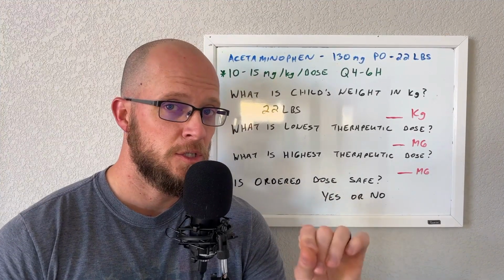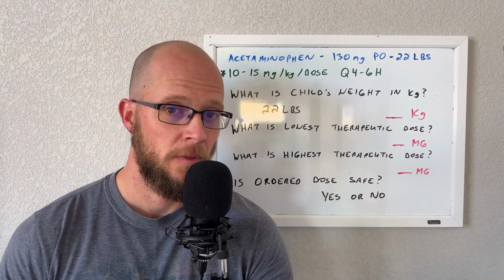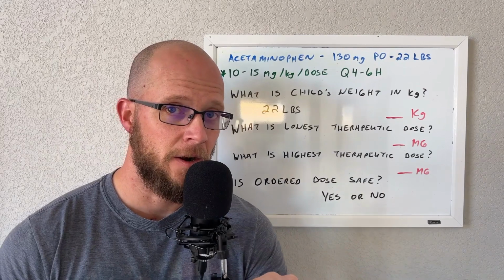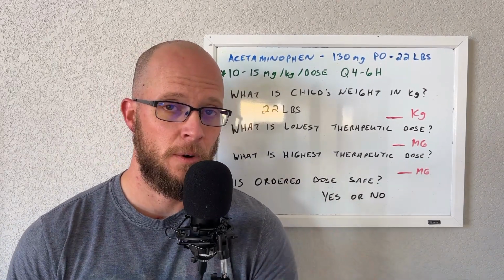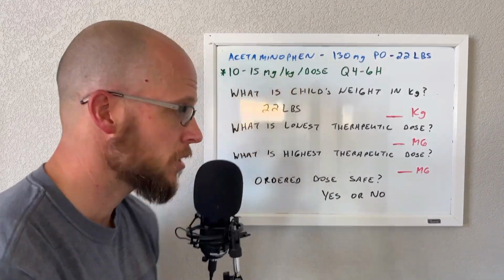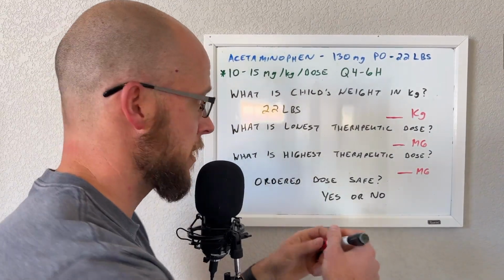There are 2.2 pounds per kilo, and that's the one you need to memorize. 2.2 pounds per 1 kilogram. So the way I write it out is like this.